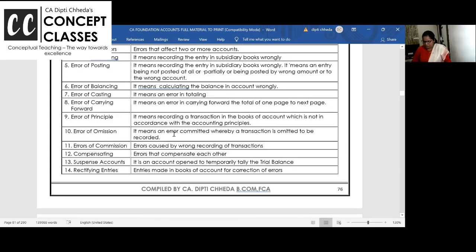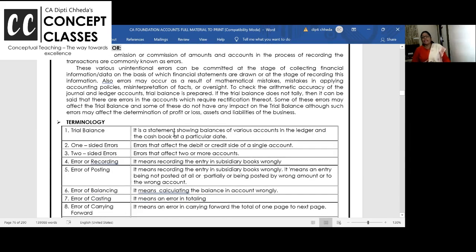That's very important, the types of errors. Now tell me, are these errors intentional or unintentional? Unintentional. Mistakes may happen. Party to sales 500, but while typing, 10 extra, 5,000. The 500 entry is posted as 5,000. So these kinds of problems may occur. Unintentional omission or commission of amounts is called an error. What is an error? Some entry you have recorded wrong. That is an error.